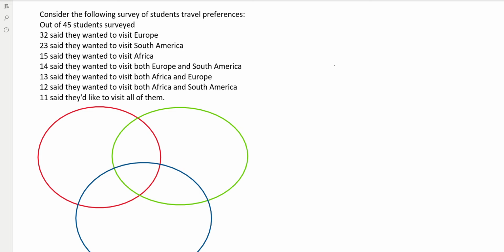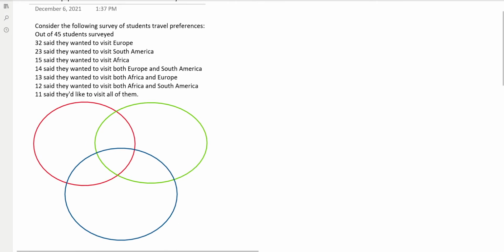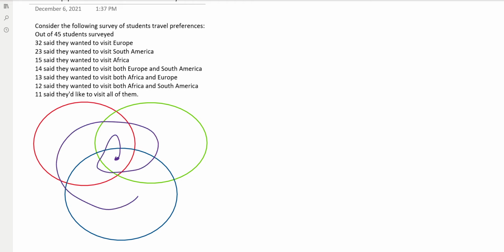This is what I want you to do. Whenever you see one of these types of questions, start in the middle and then work your way out. That's what I recommend: start in the middle and then push outwards with all the data that you have. So start with the one that says all of them. All of them would be in the middle.